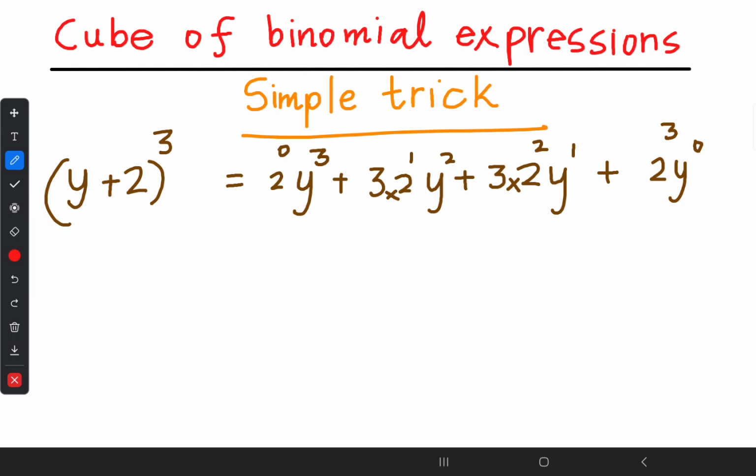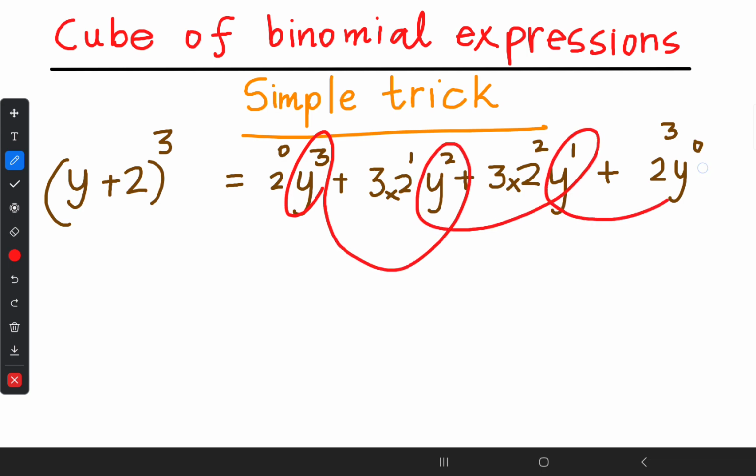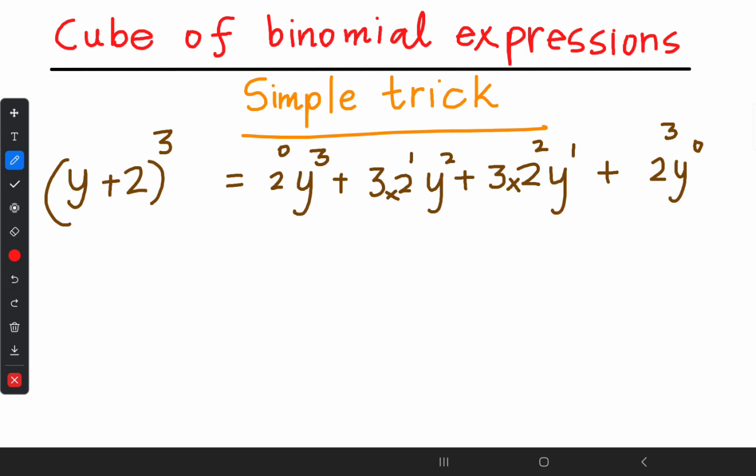From the beginning again, what I did, y cube, y square, y power of 1, y power of 0. Thereafter from the last, 2 cube, 2 square, 2 with the power of 1, 2 with power of 0. Since it is a cubic function, second and third values should be multiplied with 3. This is the positive one. So all the directions are positive. Then 2 with the power of 0 means that is 1. Any value with the power of 0, except 0, that is 1.